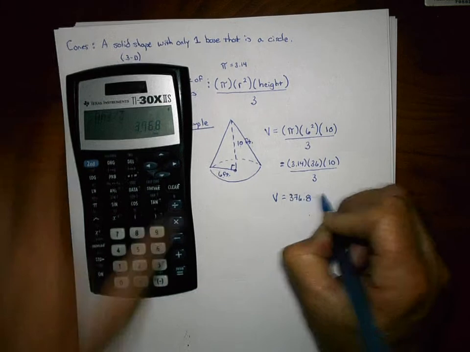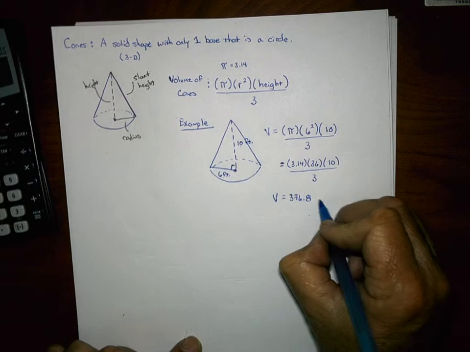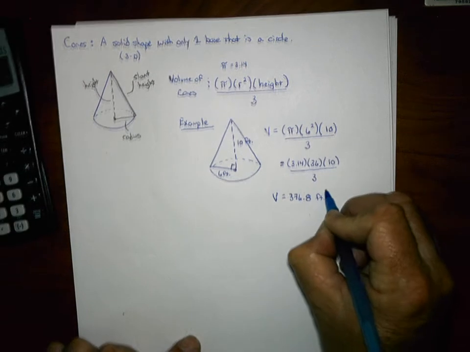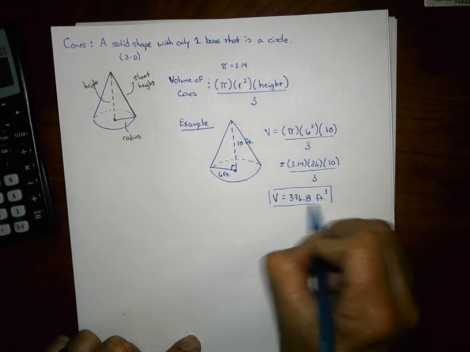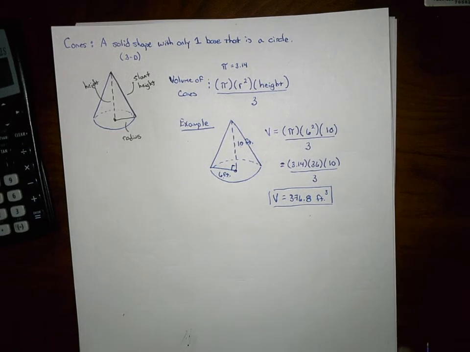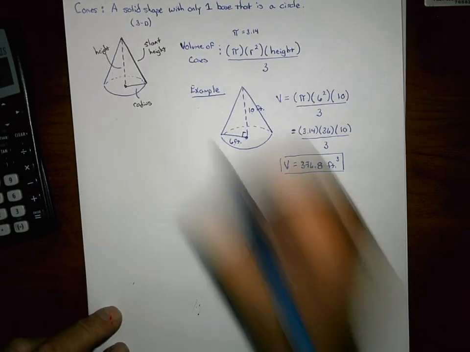376.8. And then I put in my measurements, which are feet. And then remember, volume is always cubic. So the volume of this cone would be 376.8 cubic feet. Okay, so that would be example number 1.